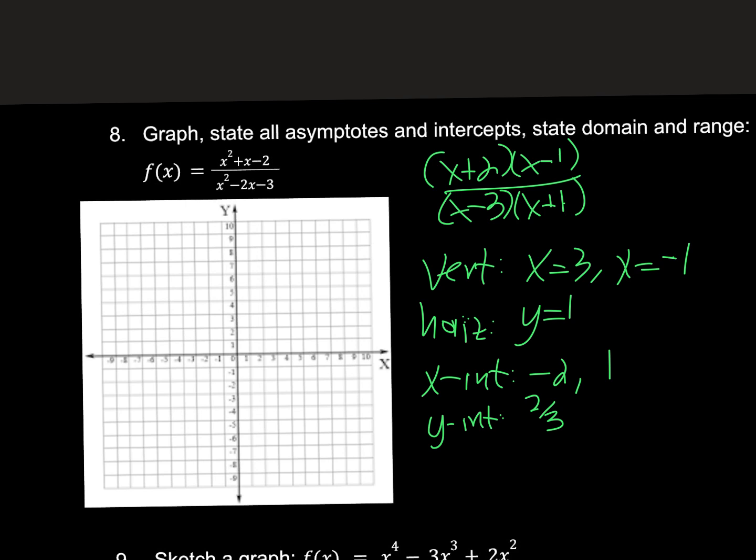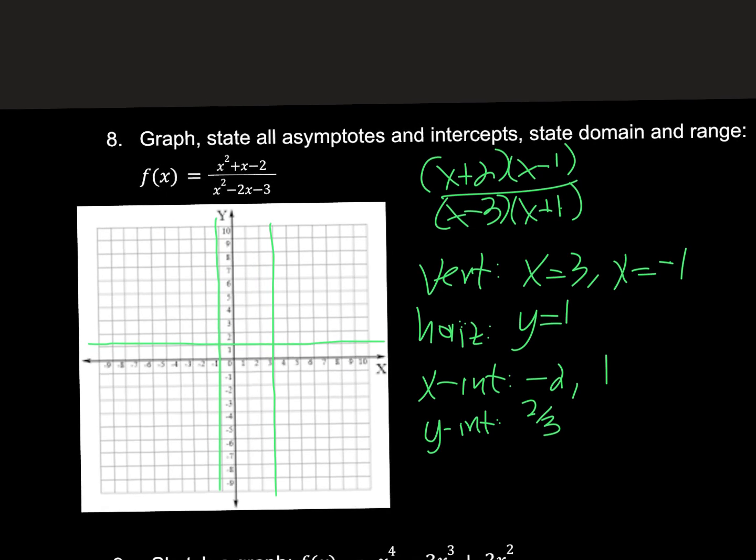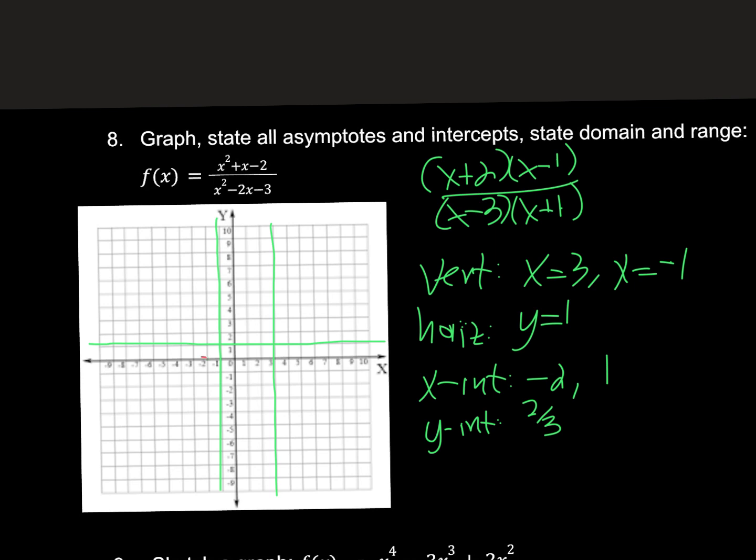And let's see what happens here. Vertical x equals 3 right here. I missed that bad. Let me do that again. 3. There we go. A little better. Not much. One more time. 3. There we go. And -1. I'm getting a little better. y equals 1 is going this way. Let's put some points up here. My x-intercepts are -2 and also +1. And my y-intercept is 2/3, which is about right there.